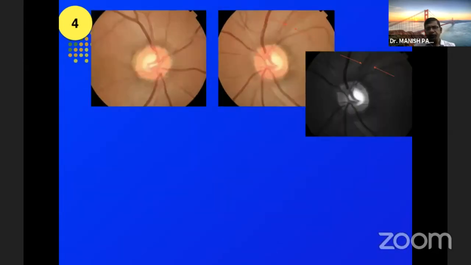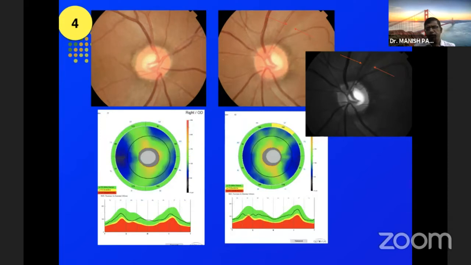Take this example, where we can see the slit nerve fiber layer defect in the red-free picture in the left eye. And the OCT only shows borderline defects. We may actually miss it. If we miss the clinical evaluation of the optic disc, we may overlook this OCT testing, which is just showing borderline changes there.